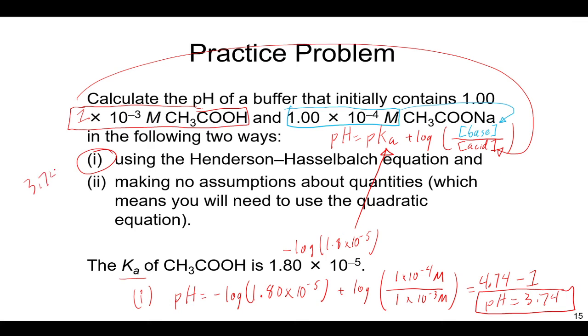Part 2, making no assumptions about any of the quantities here. So we're going to use the quadratic formula. How would we do this? Well, we know we better get a nice chart involved. So let's write the reaction here, CH3COOH. This is an equilibrium, right? It makes H plus and CH3COO minus. Now I make my ICE chart.